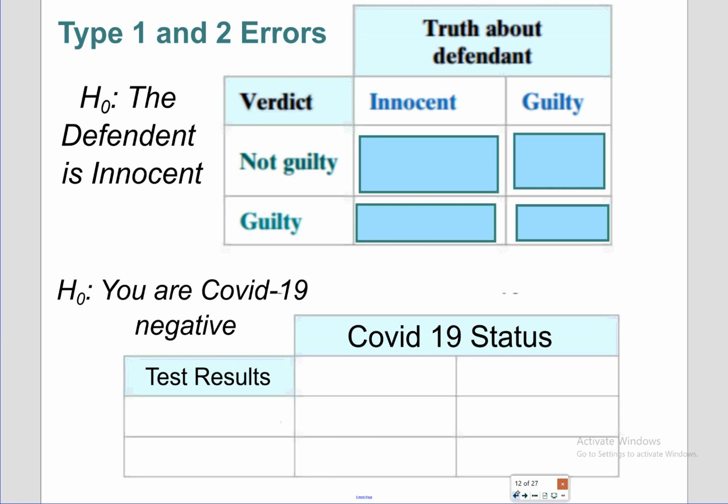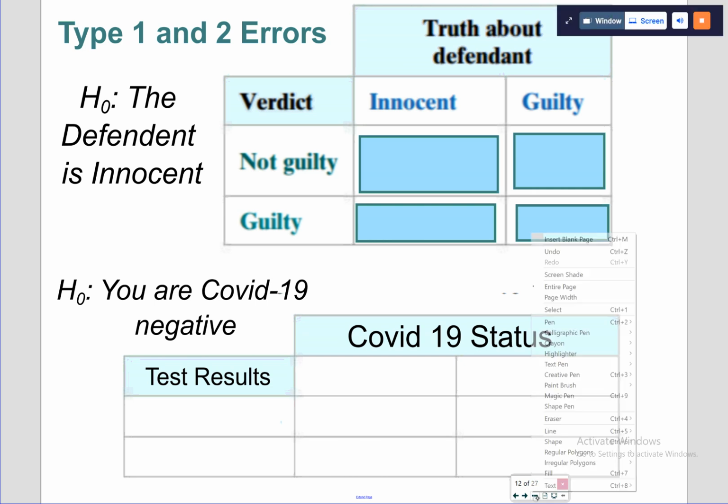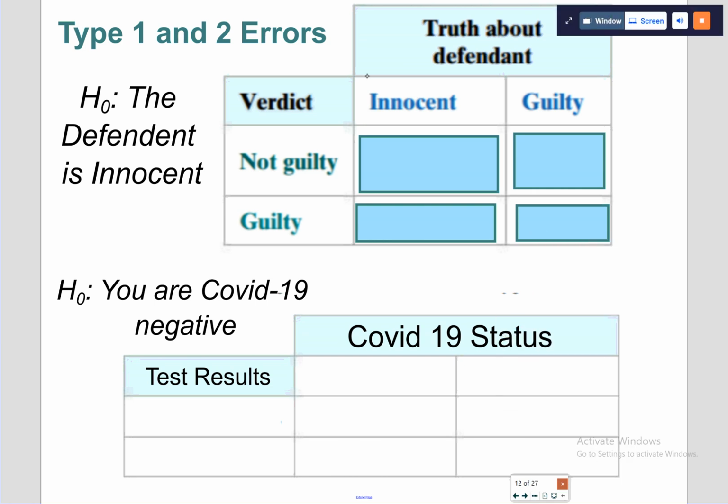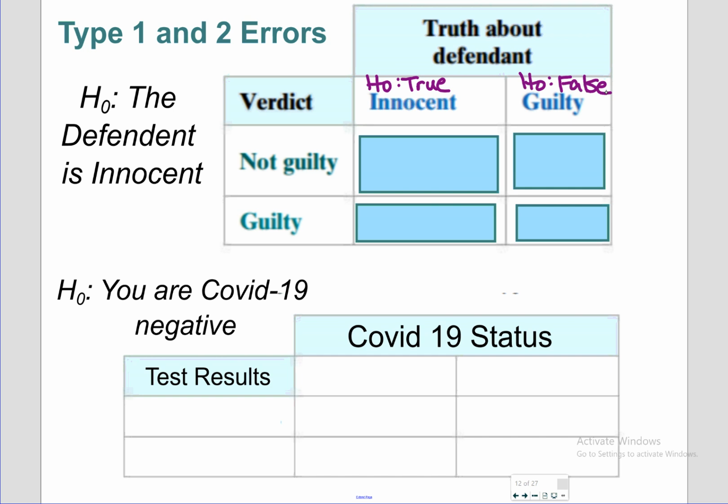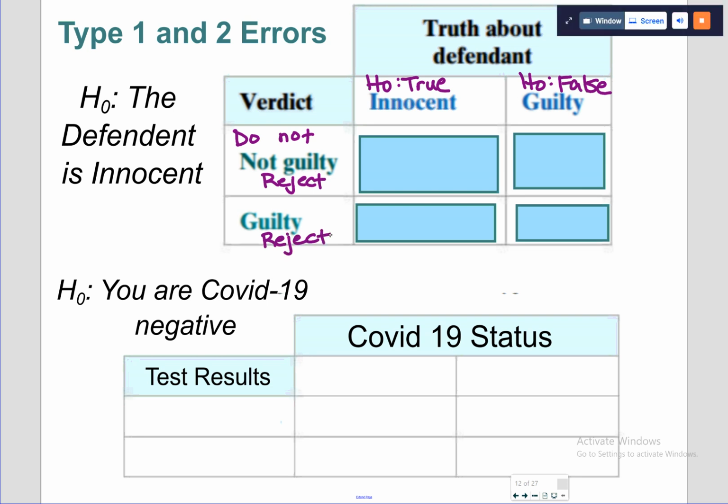So the truth about our null hypothesis, and I'll label that at the top here. So when we say that they are innocent, we're saying that the null is true. And if we're saying they're guilty, we're saying that the null is false. Okay, so then there's two decisions that can be made from the jury. Either they can determine that somebody is not guilty or guilty. If they determine that the defendant is not guilty, that is them not rejecting the null hypothesis, okay? And if they determine that somebody is guilty, they are rejecting the null hypothesis, okay?